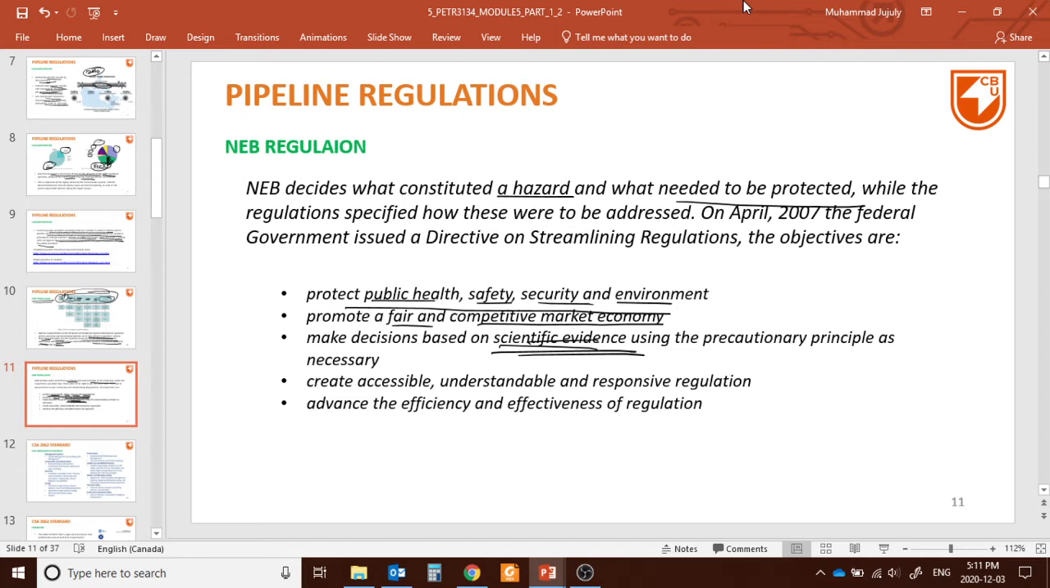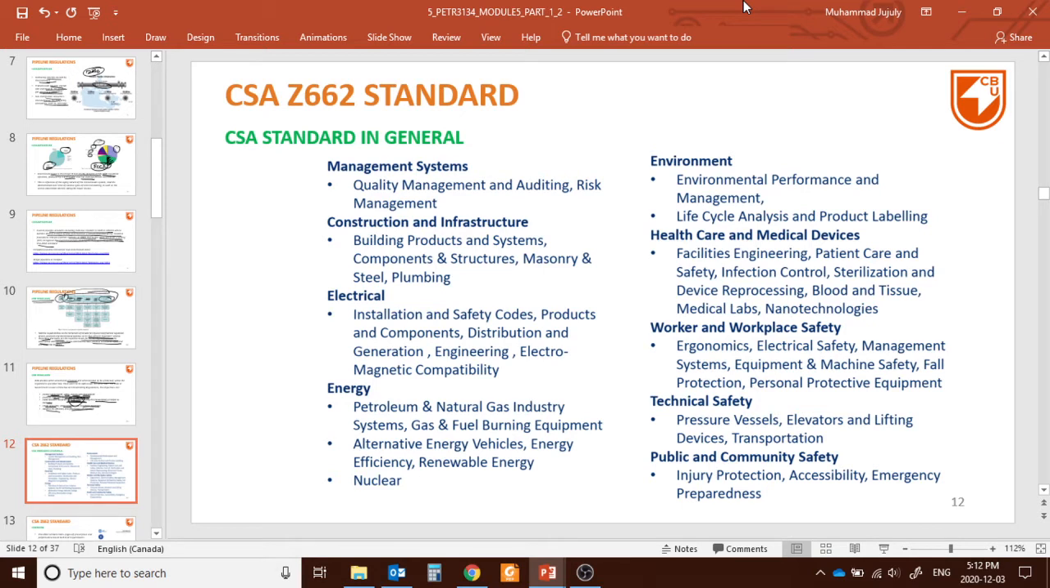That's why we are very keen on collecting and analyzing the data, not just reading some newspaper articles written by some journalists who don't have much knowledge of the scientific data, or any specialization in that field. So this is very important. Also using the precautionary principle as necessary, creating accessible, understandable and responsive regulation, and advancing the efficiency and effectiveness of the regulations. These are very important. So let's see what CSA Z662, adopted by NEB in Canada, covers in general.